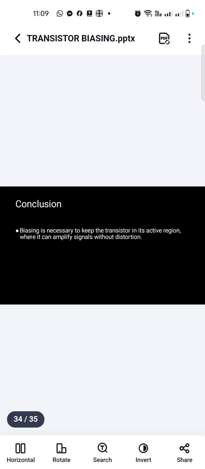So what is a real-time example for this? Just think about it. If you are playing music, before playing that music, we set the volume level, right? So that is biasing. If the volume is too low, there is no sound. If the volume is too high, there is distortion. If it is the correct level, you will get clear, audible sound, okay. In the same way, biasing sets the correct level for transistor operation, okay.